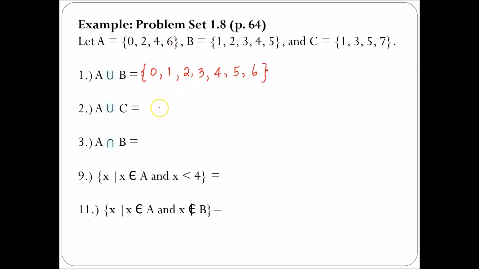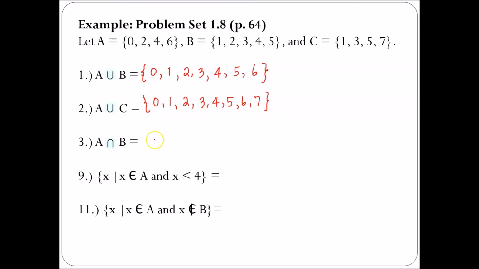For number 2, A union C, we do the same thing. We will just combine all the numbers from set A and from set C. So let's write them again in order. That is 0, 1, 2, 3, 4, 5, 6, and 7.